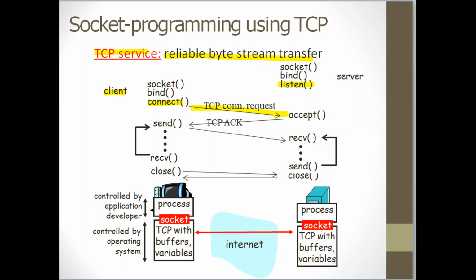The three-way handshake is performed and a TCP connection is established between the client and the server. Now both the client and the server can read and write strings of bytes to each other. Once the client has no more bytes to send or to receive, the TCP connection will be closed. The socket is an interface between the application and the network.